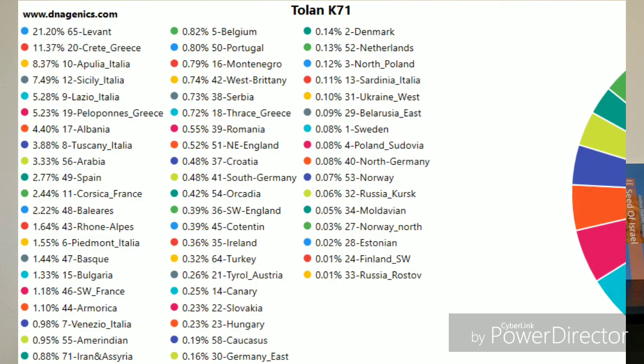But then what happens when you run it through the Tolan K71 admixture calculator, which includes Middle Eastern components on top of the 54 European components. So what does that give me? Well, I get Levant at the top at 21.2%, followed by Crete, Greece at 11.37%, and then you get a lot of mostly southern Italian results. Apulia, Italy at 8.37%, Sicily, Italia at 7.49%, Lazio, Italia 5.28%, Peloponnese, Greece at 5.23%, Albania at 4.4%, Tuscany, Italia at 3.88%, Arabia 3.33%, etc.